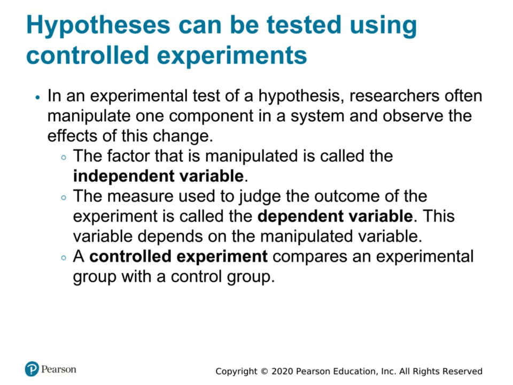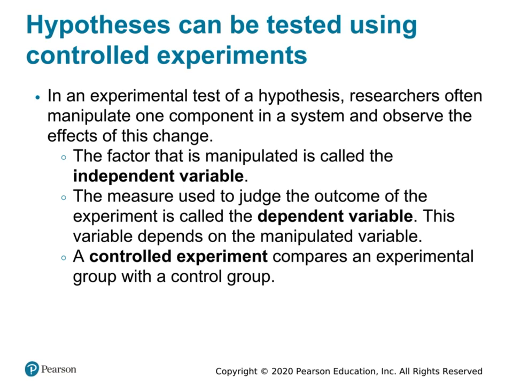So, for example, in an experimental test of a hypothesis, researchers are often going to only manipulate one component and they'll keep everything else the same. What's manipulated, or what's considered the manipulated variable, is the independent variable. And then the result of that independent variable being manipulated, basically the measure or what happens, that's called the dependent variable. The dependent variable depends on the independent variable.